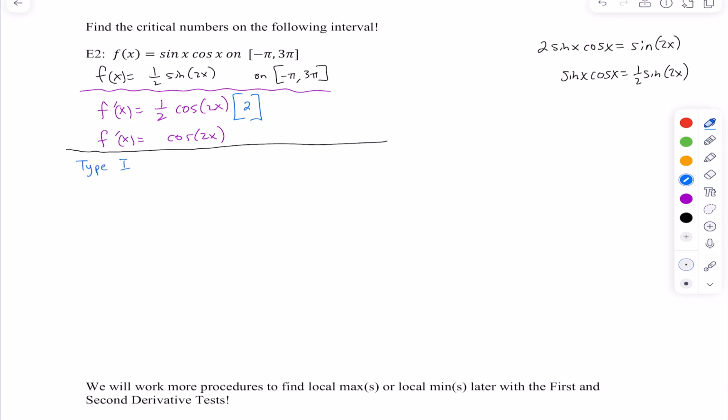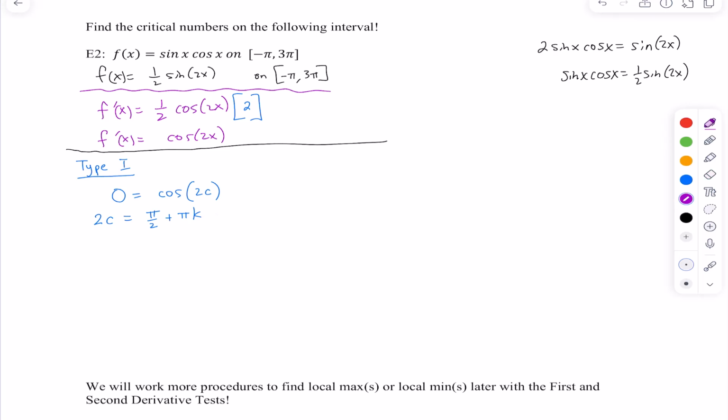Type 1 critical numbers says what happens when the first derivative is equal to 0, and then we're going to solve for our c values. So a cosine of an angle gets you the trig value of 0. So working backwards here, we know that 2c has to equal pi over 2 plus every rotation of pi radians. We'll go ahead and find common denominator. Oh, actually, no, I won't.